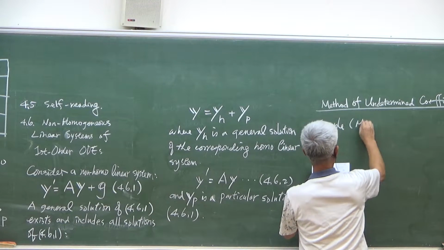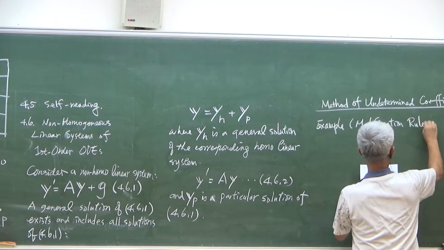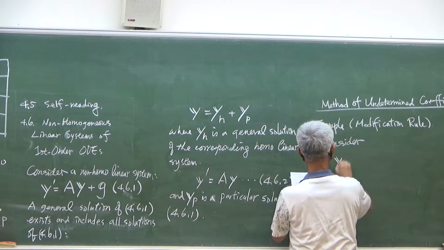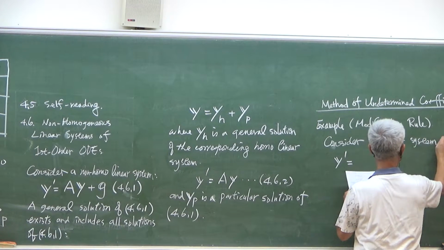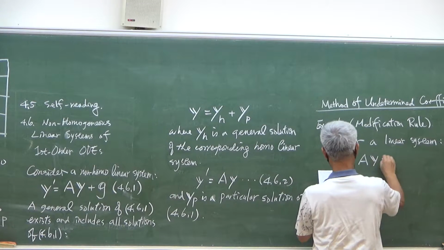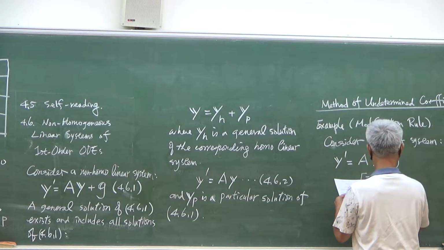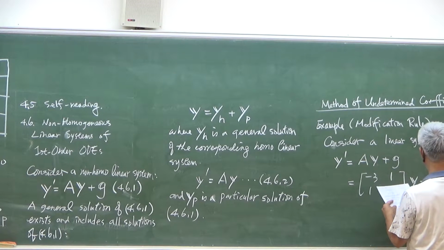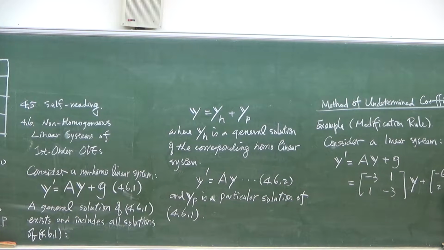Okay, so we will use them. I will just demonstrate the multiplication rule. Okay, so we consider a linear system y prime equal to Ay plus g, where the coefficient matrix A is a constant matrix, all right? And the non-homogeneous part g is this vector function.